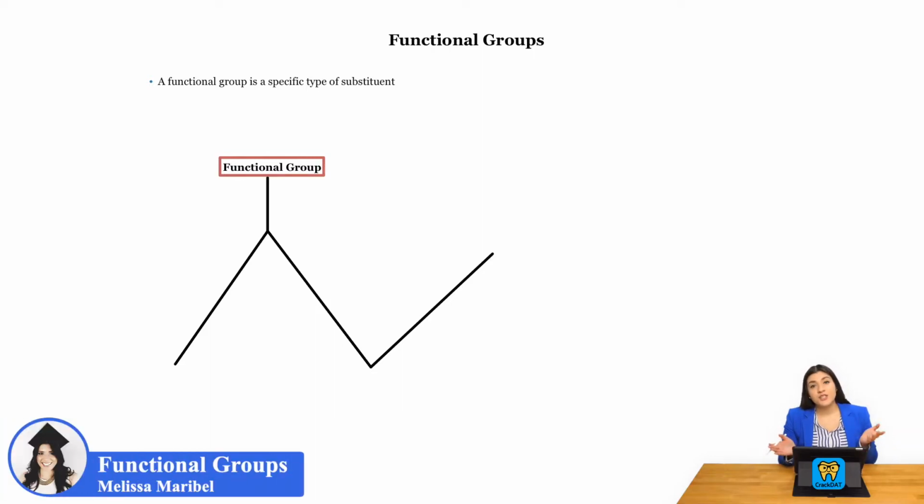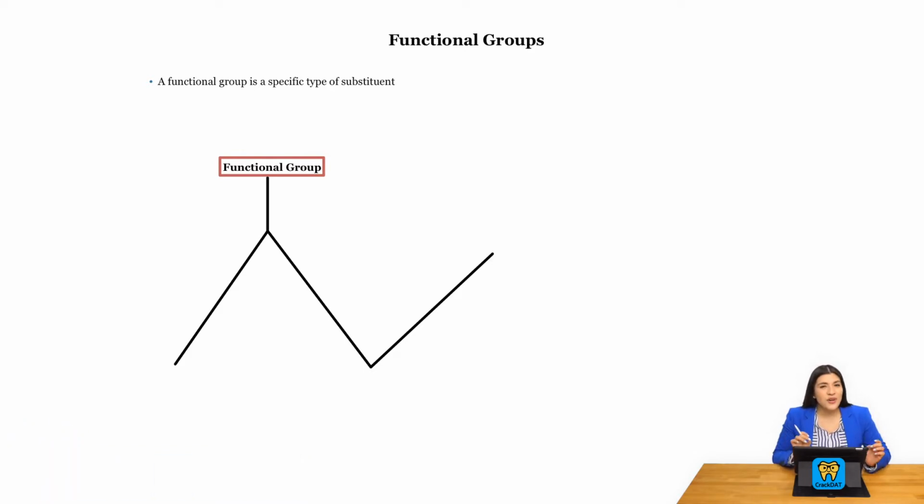In the previous section, we talked about alkyl groups. Remember, those were types of substituents that only consist of carbon and hydrogens. Now for functional groups, we are introducing different types of elements like oxygen, nitrogen, and different halogens. So essentially, it's still a substituent. A functional group is just a specific type of substituent.